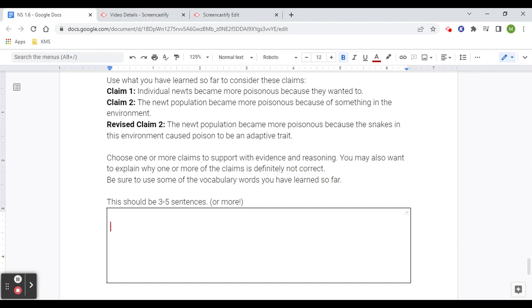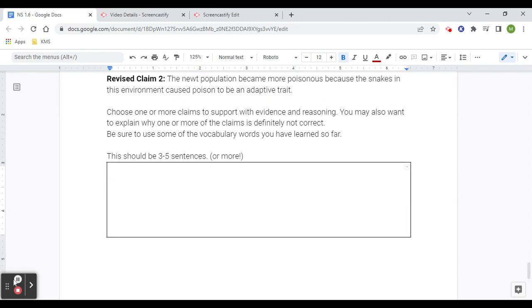Okay, so we've done claims and reasoning before, right? You can say, I believe this claim is true. My evidence is this. This matters because this. So make sure to always back your evidence with reasoning. And that's it for this lesson.